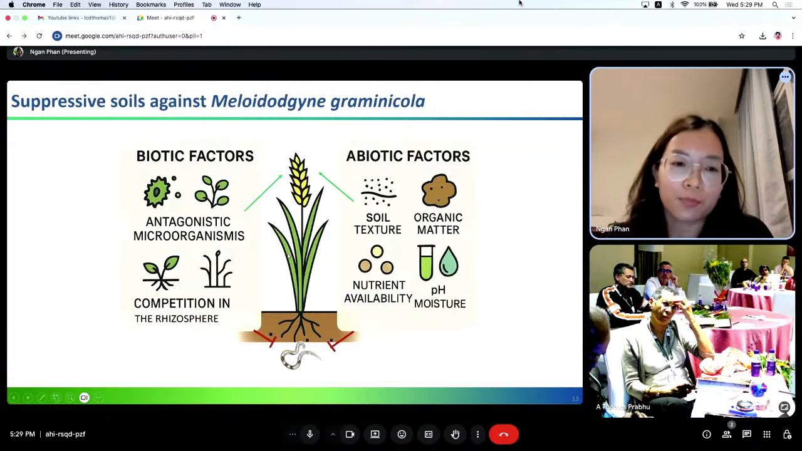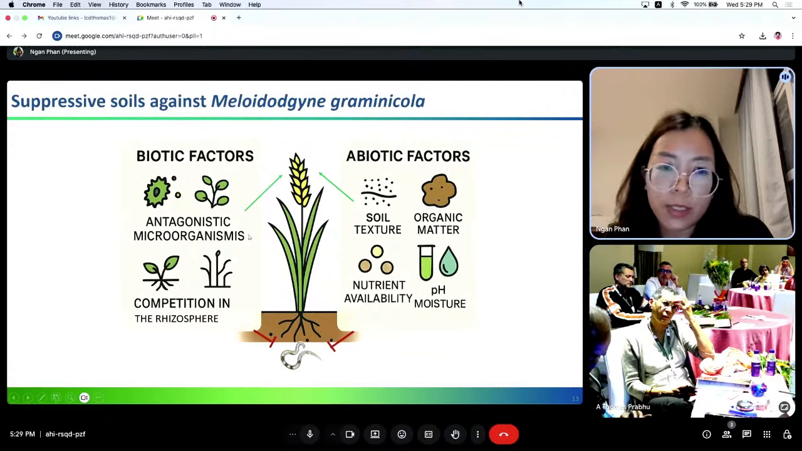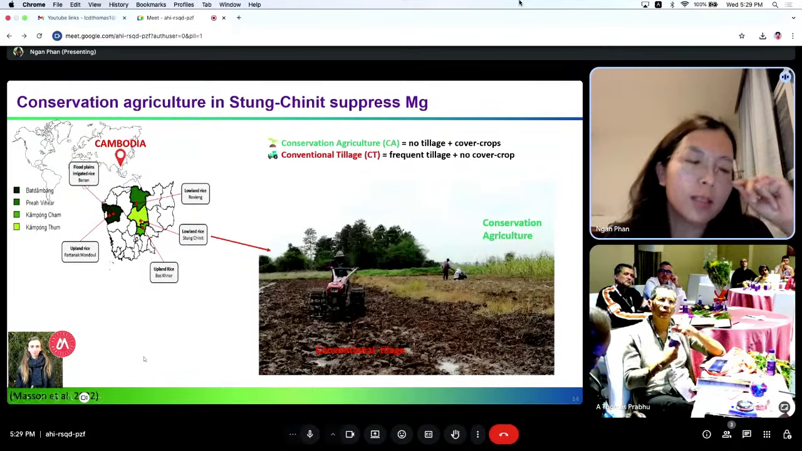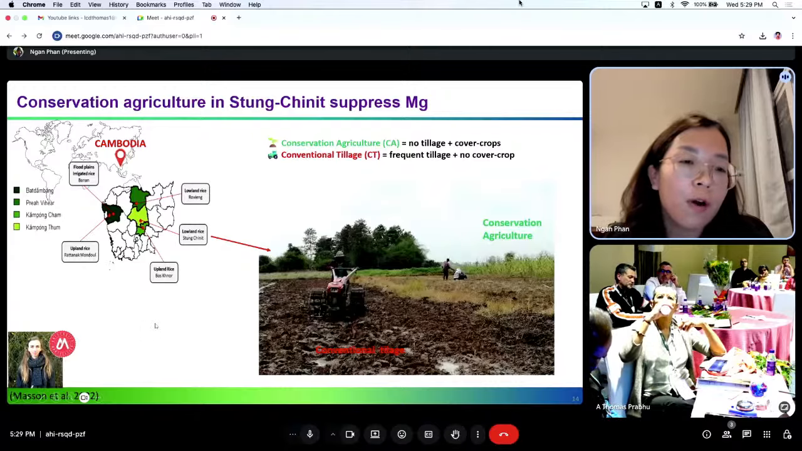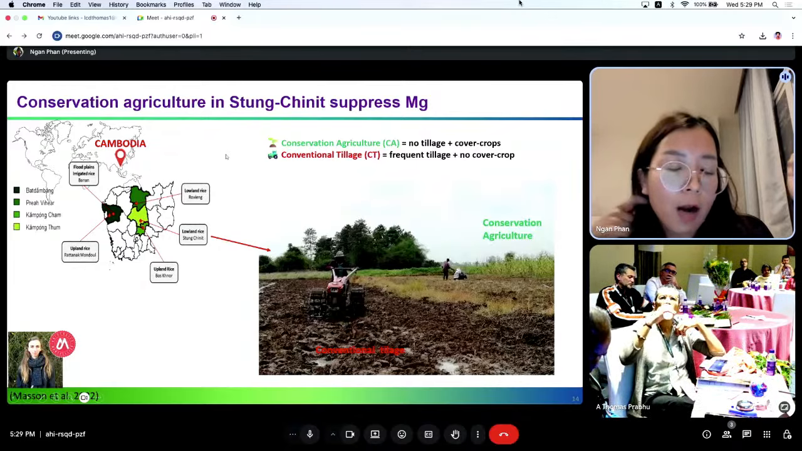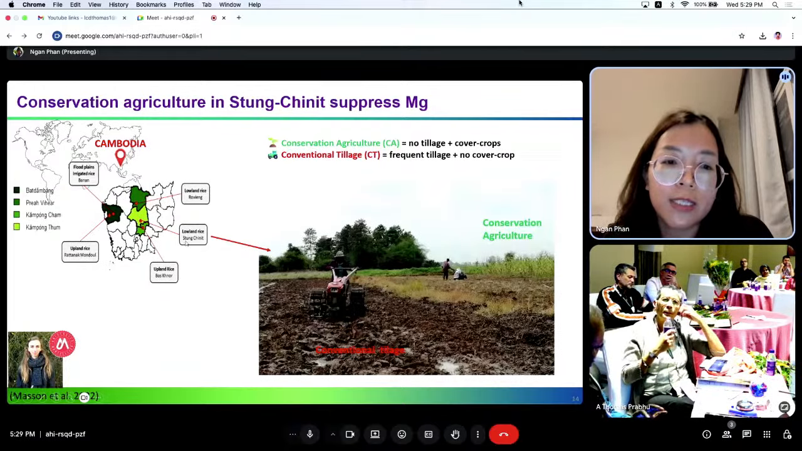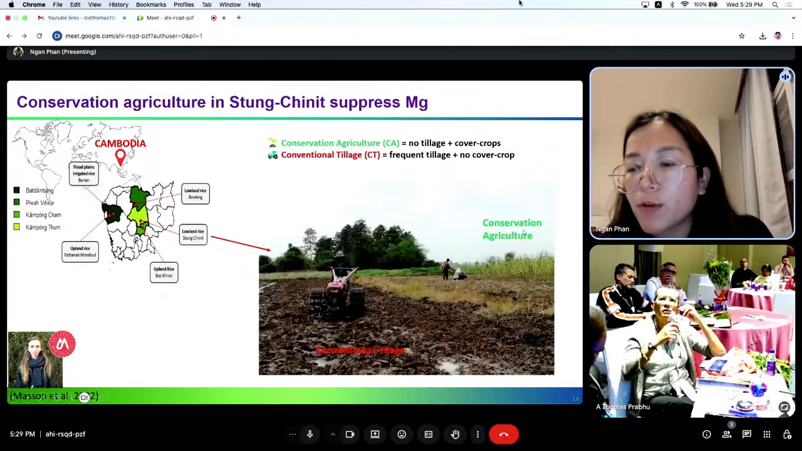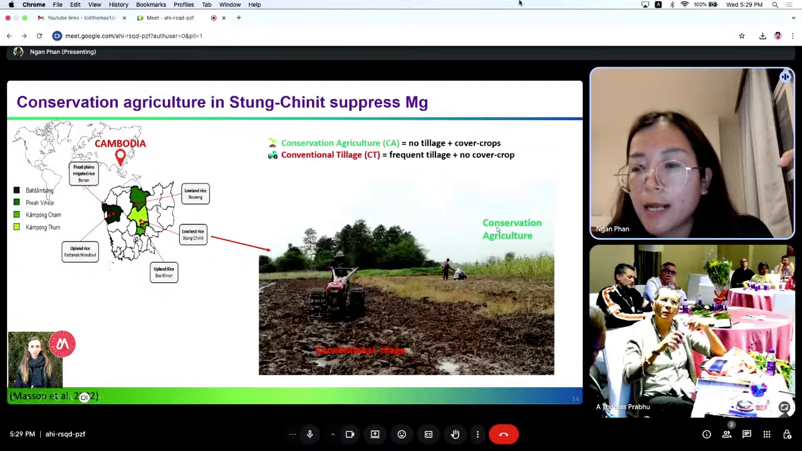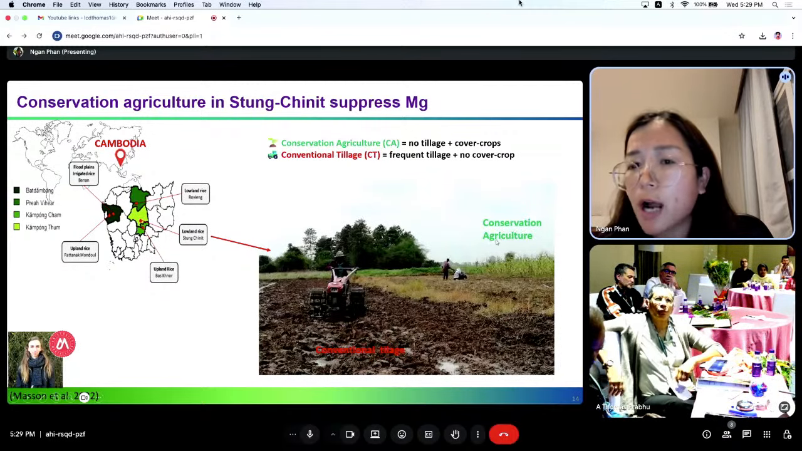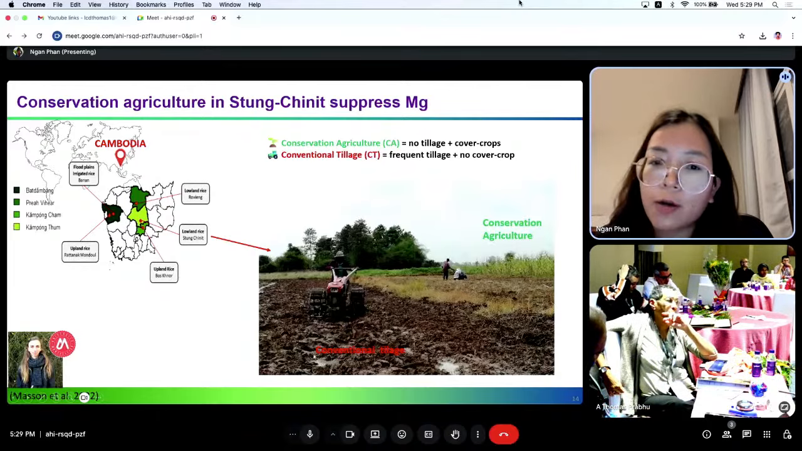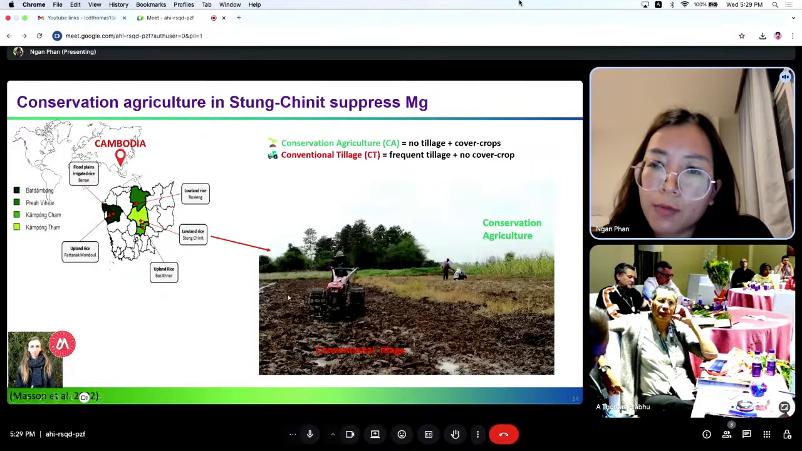So to study the suppressive soil, the PhD student in our team focused on different agriculture practices in Cambodia. In Stung Chinit, we focus on two different agriculture practices, which are conservation agriculture and conventional tillage. In conservation agriculture, there is no tillage and there are cover crops. And in conventional tillage, we have frequent tillage and no cover crop.